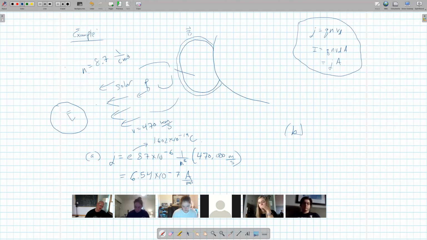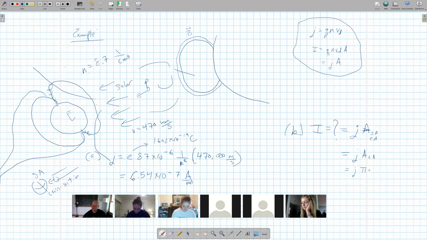The cross-sectional area of a sphere is simply that of a circle. So this is just pi times the radius of the Earth squared. If I look up the radius of the Earth and plug in my numbers, the current works out to be about 8.34 times 10 to the 7th amps. That is a ridiculously huge current.